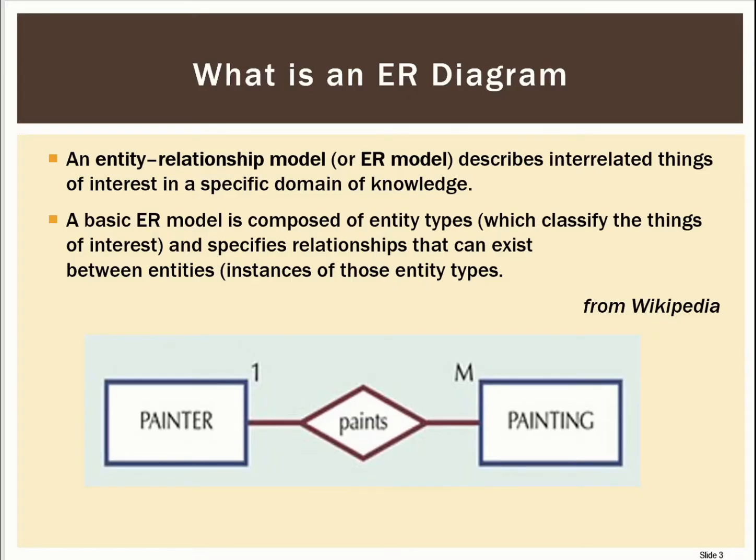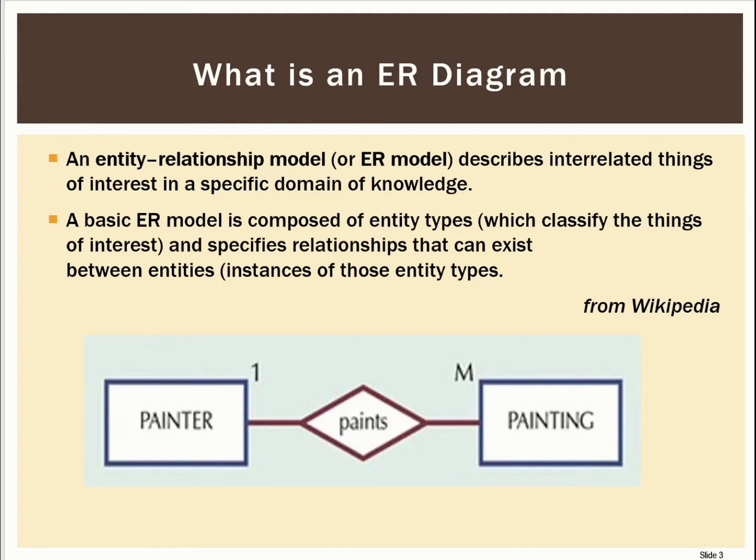So what is an ER diagram? We can turn to Wikipedia. It has a great definition of it. And they talk about an entity relationship model, or ER model. And this describes interrelated things of interest in a specific domain of knowledge. So for example, below we see some information, maybe the beginnings of an ER diagram about art. And we want to capture information about painters, and we want to capture information about paintings. And we also want to know how painters are related to paintings.